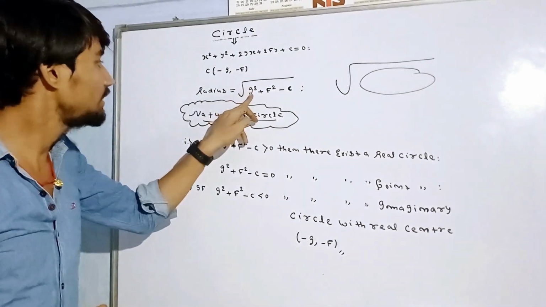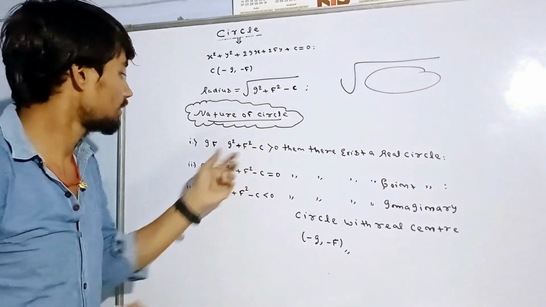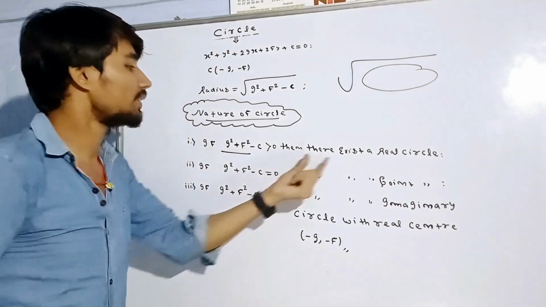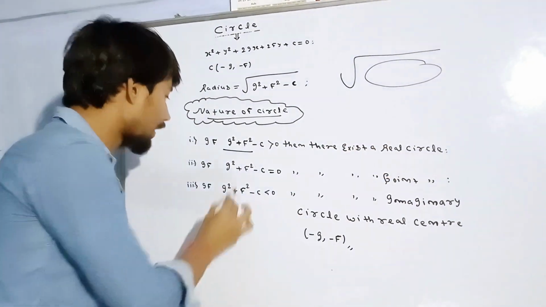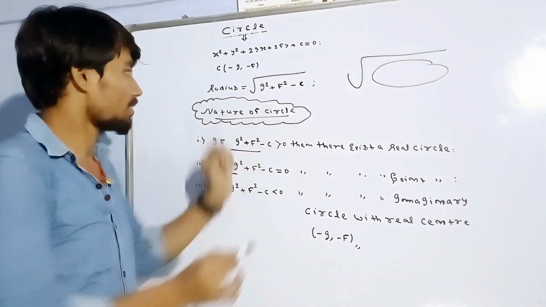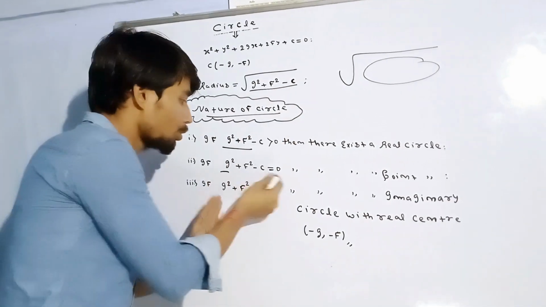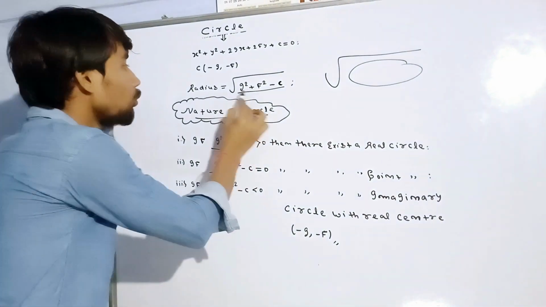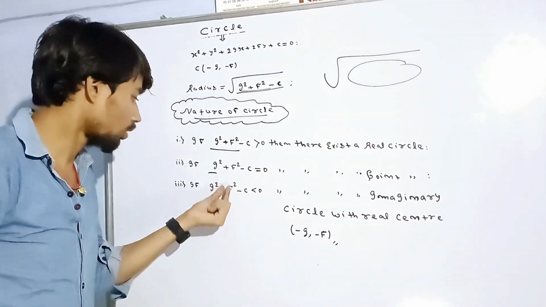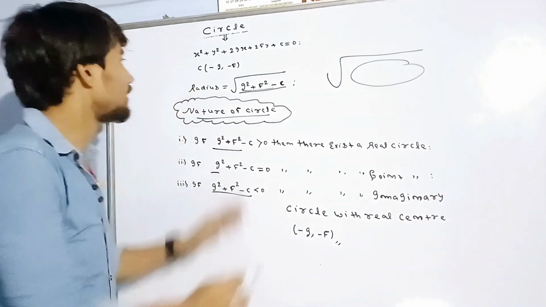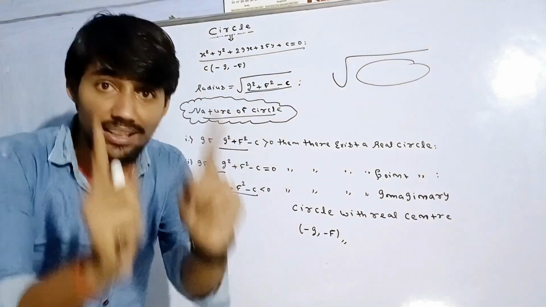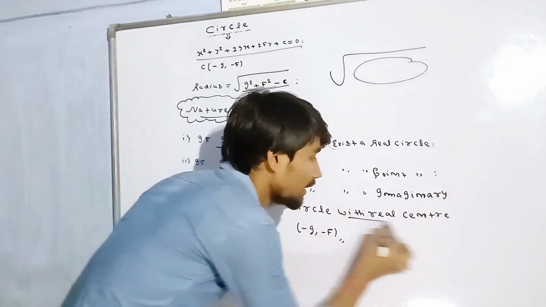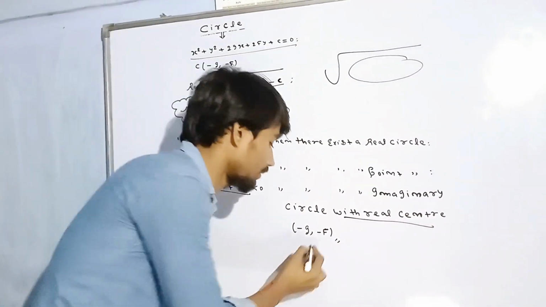If g square plus f square minus c is greater than 0, then the circle is a real circle. If the value of g square plus f square minus c becomes 0, then this circle is called a point circle. If the value of g square plus f square minus c is less than 0, then the circle is called an imaginary circle, but it has a real center.